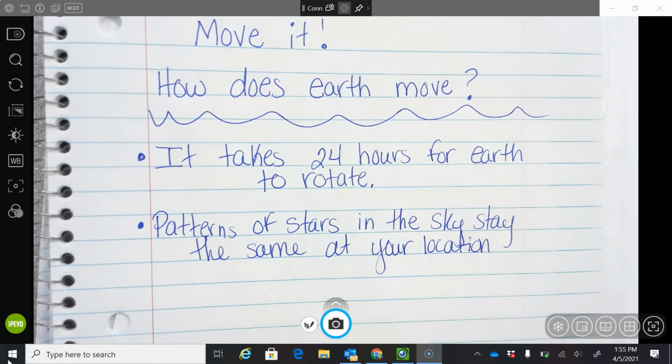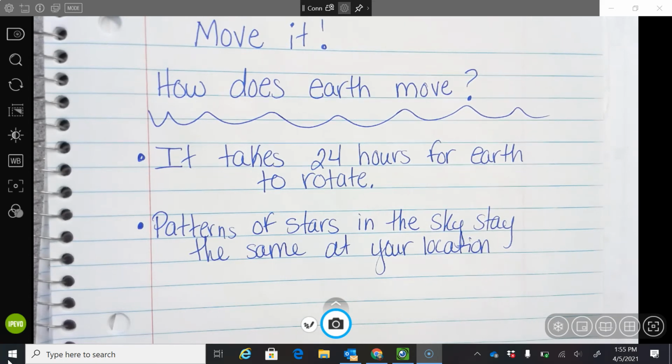The patterns of the stars in the sky stay the same at your location. That means that if every night you go outside and you look at the sky, you're always going to see pretty much all the same stars. But if you go all the way north to like Ohio, would you see the same stars, Annabelle? No. But in different months, like the zodiac signs, you'll see a constellation. Yep.